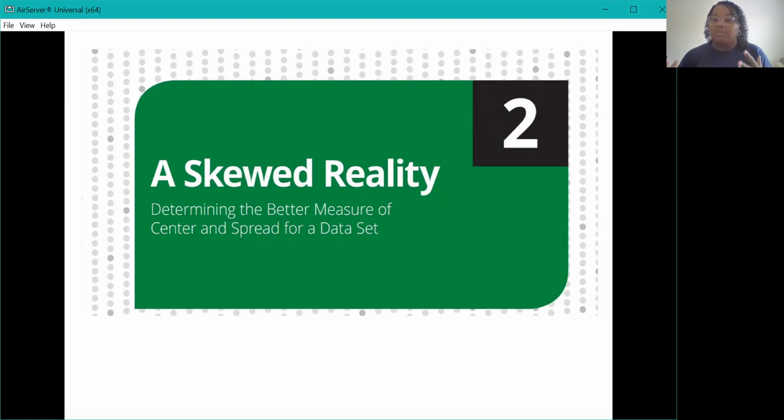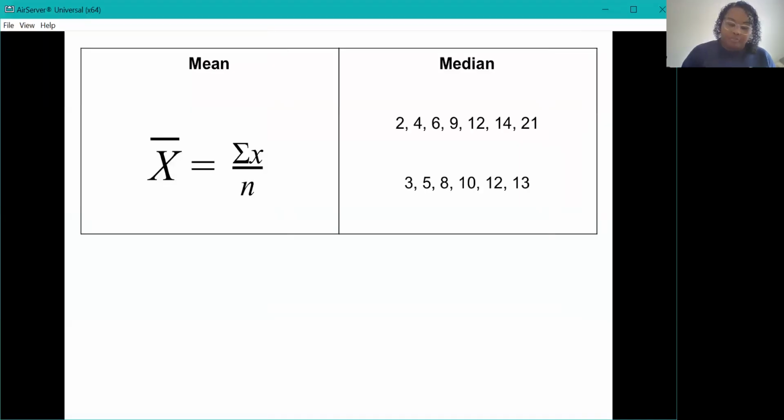In this lesson, we are going to explore how we can describe the shape of a data set, whether it is skewed or symmetric, and also how we can determine whether it is best to use the mean or the median in order to describe the measure of center for a particular set of data. So to get started, let's quickly review mean and median.